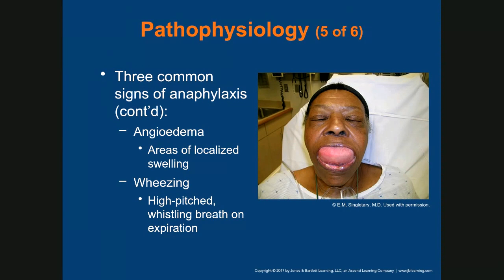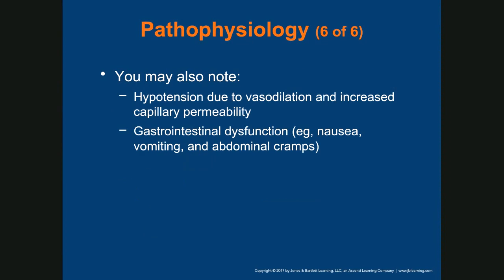So angioedema, areas of localized swelling, wheezing, high-pitched whistling breath on expiration. All right, you may also note low blood pressure, right? So hypotension due to vasodilation and increased capillary permeability. They can have gastrointestinal dysfunction, which would include nausea, vomiting, abdominal pain, or cramps.